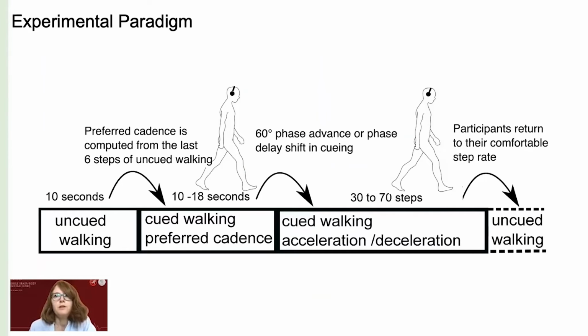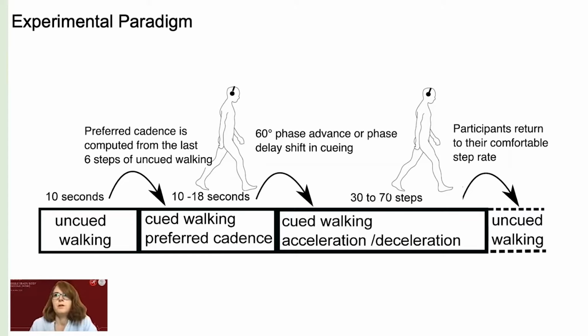This is again a schema of one trial. Participants first walked 10 seconds without cues. Then the cues were delivered at their preferred cadence, and then the cues got faster or slower, and they had to adapt to the new cue tempo. The preferred cadence cues were computed during every trial, so during uncued walking, to make sure that if there are small variabilities in walking cadence, participants always get the cues delivered at their preferred cadence.